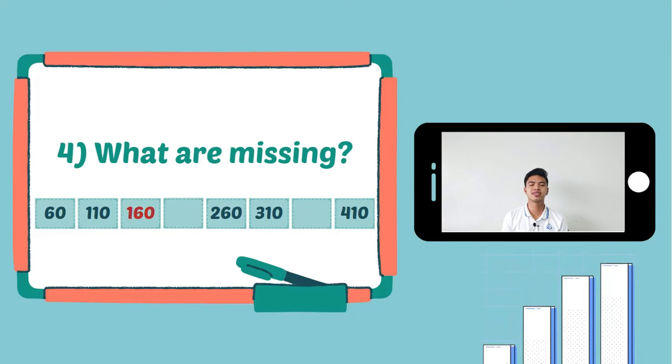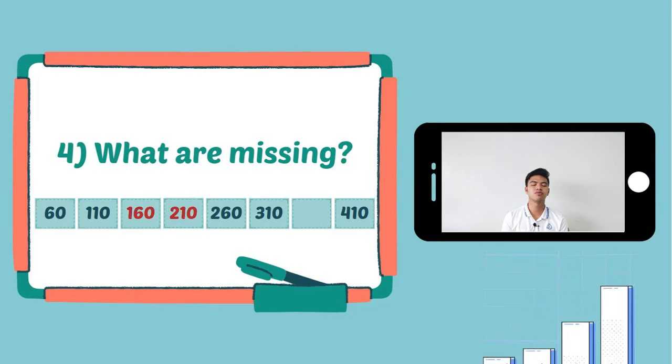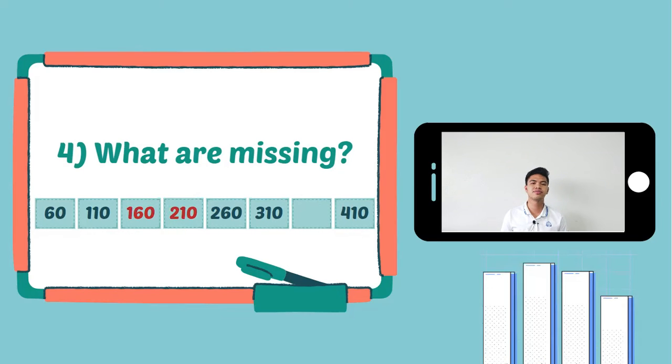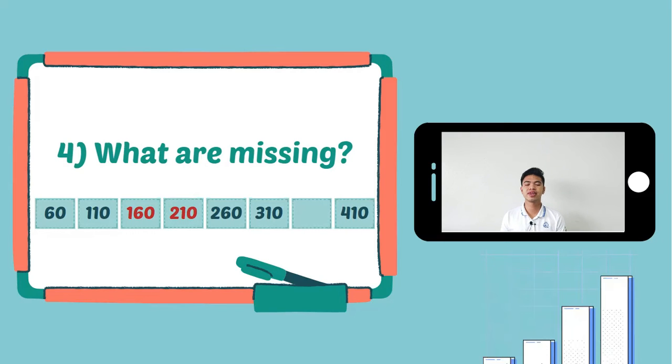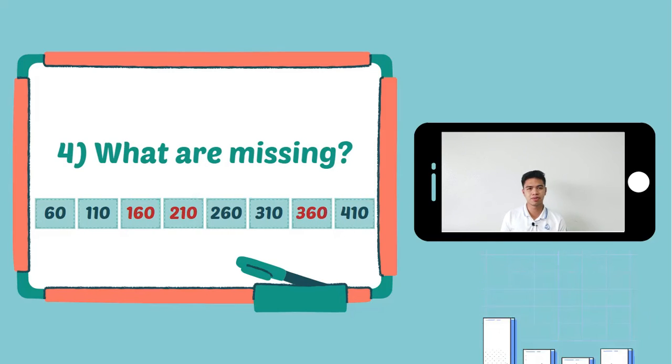And then 160 plus 50 will be 210. 210 plus 50 will be 260, and 260 plus 50 will be 310. So to find out what is the next number, we're going to add another 50 to 310, and it will be, good job, it will be 360. And then 360 plus 50 is 410. So that is the last number, which is given already.